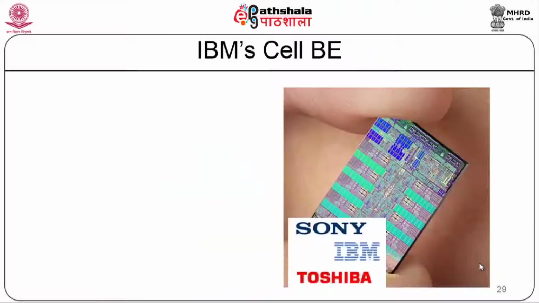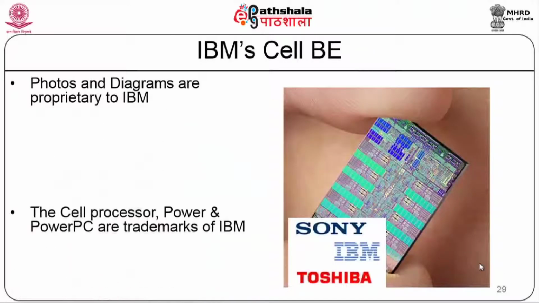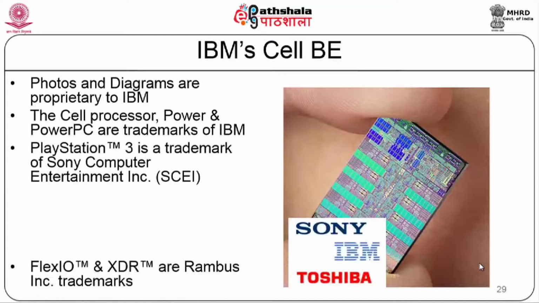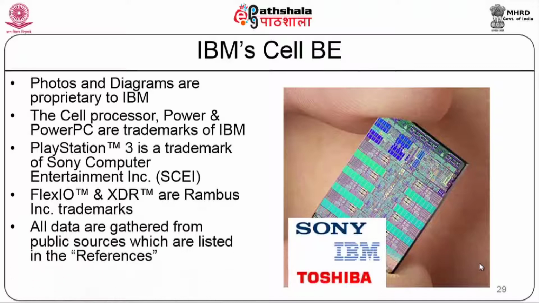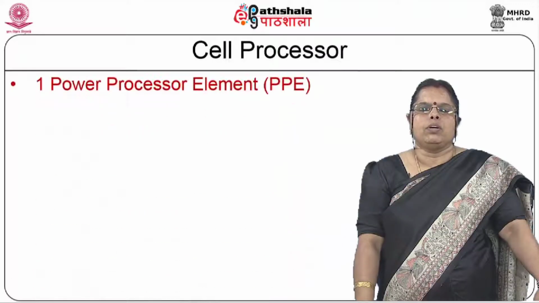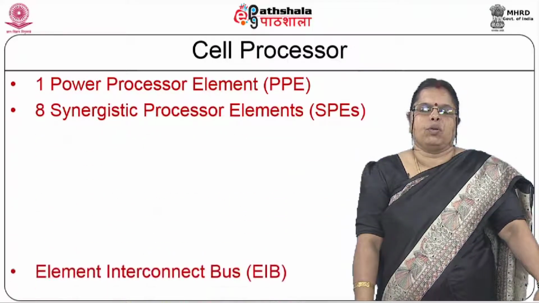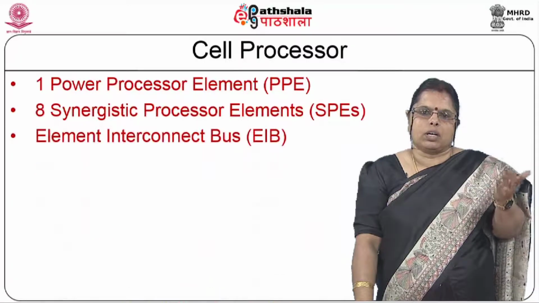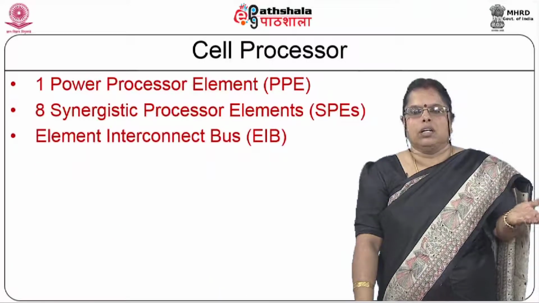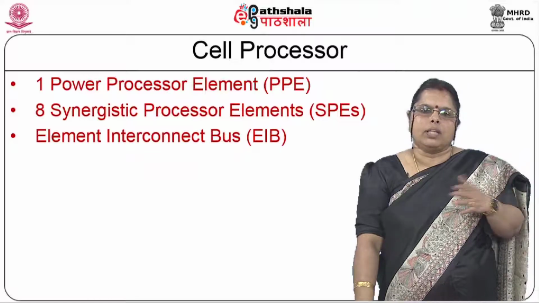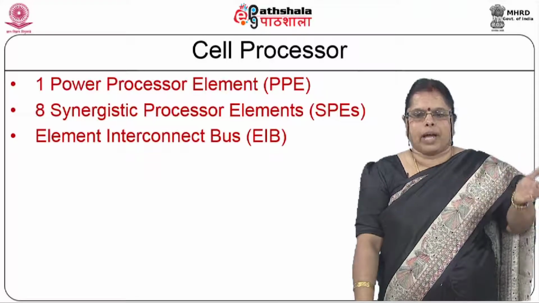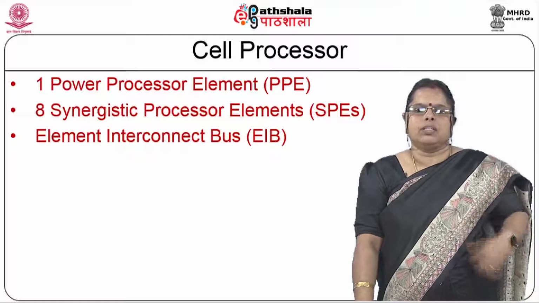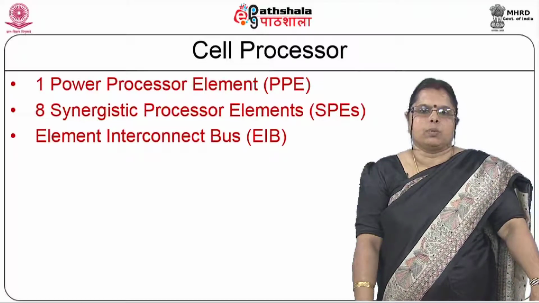The second architecture is IBM's CellBE architecture. Of course, this architecture was a joint effort by Sony, IBM and Toshiba, and this is an example of a heterogeneous architecture first of all. Whereas in the case of our Intel as well as the UltraSPARC processor that we looked at, they were examples of homogeneous processors where all the cores were of identical type. Whereas here the CellBE is a heterogeneous processor.